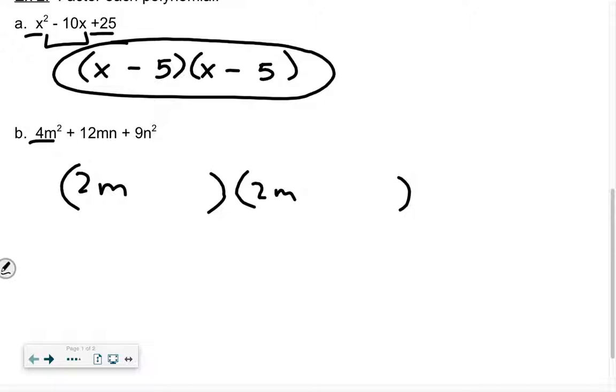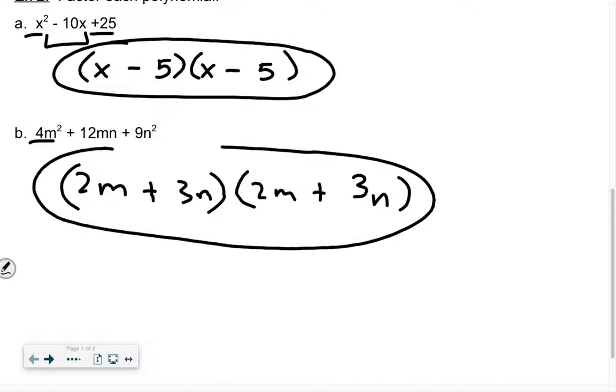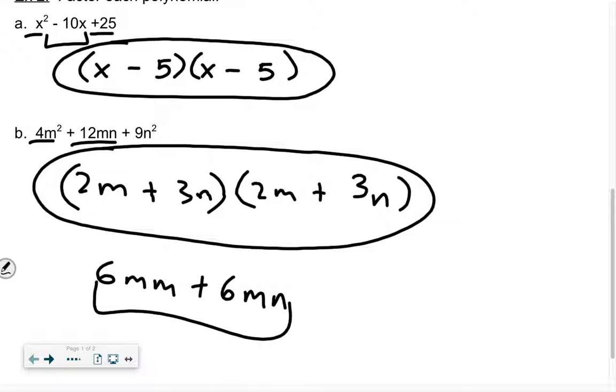Factors of 9. Again, we'll try 3 and 3. And really, what most students want to do is they just want to do the guess and check method. They will guess that this is what it's going to be, and then if they go back and they check it, 2m times 3n will get a 6mn. 3n times 2m, again 6mn, and the sum of those will get us that 12mn right there.